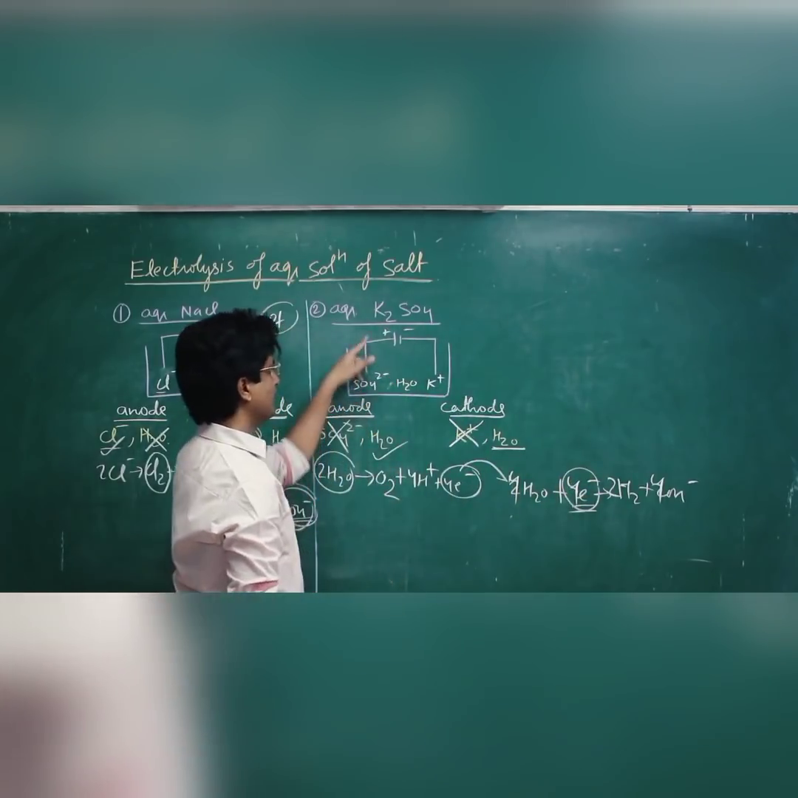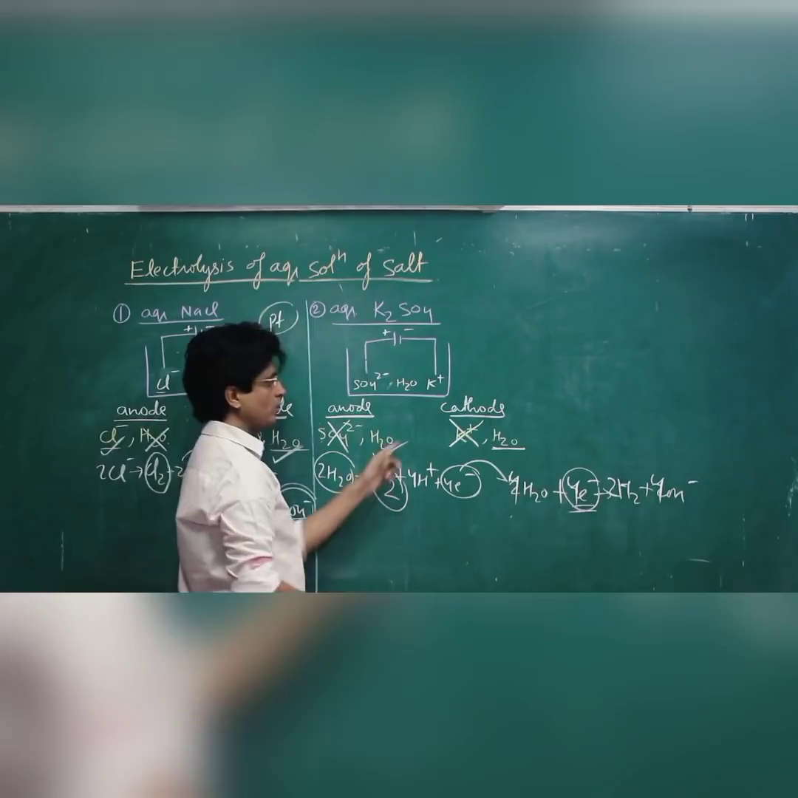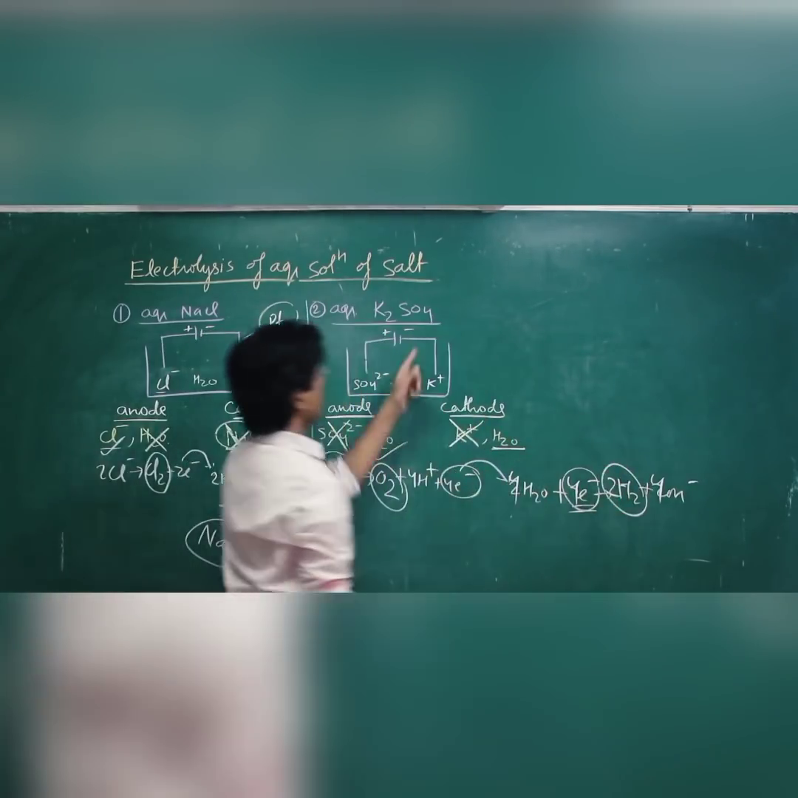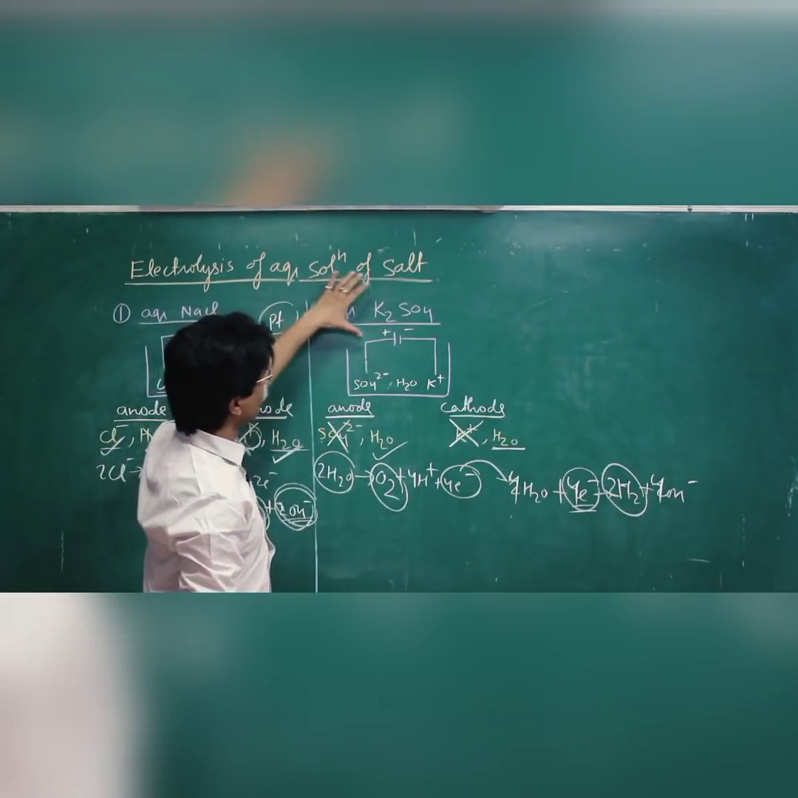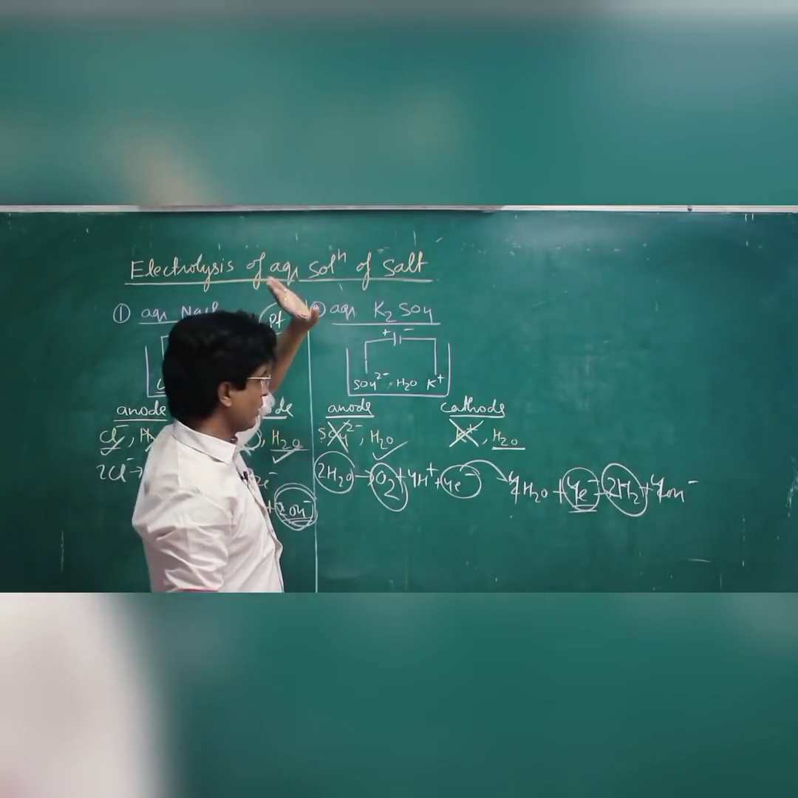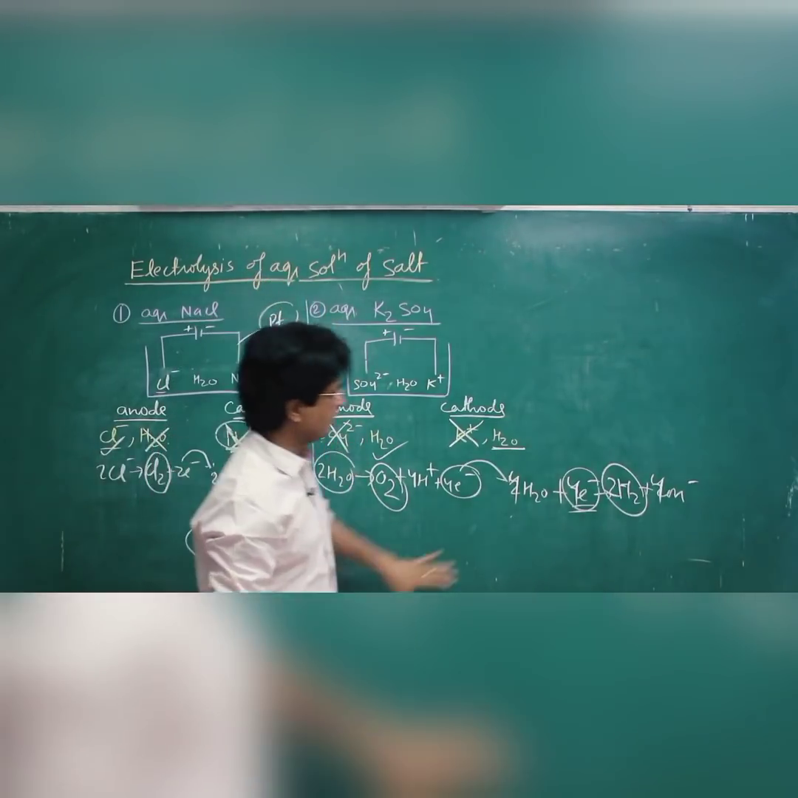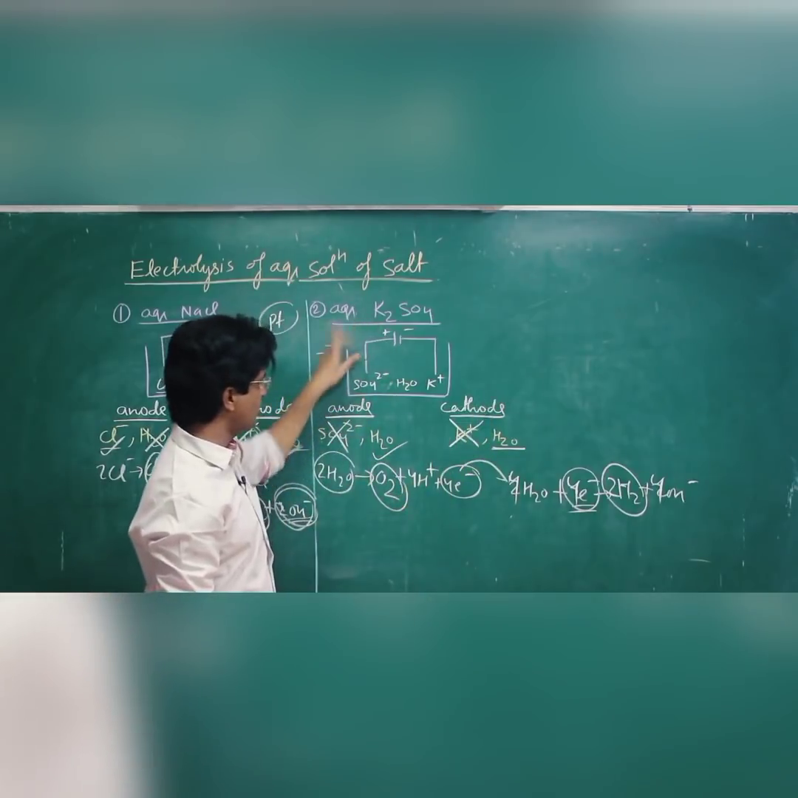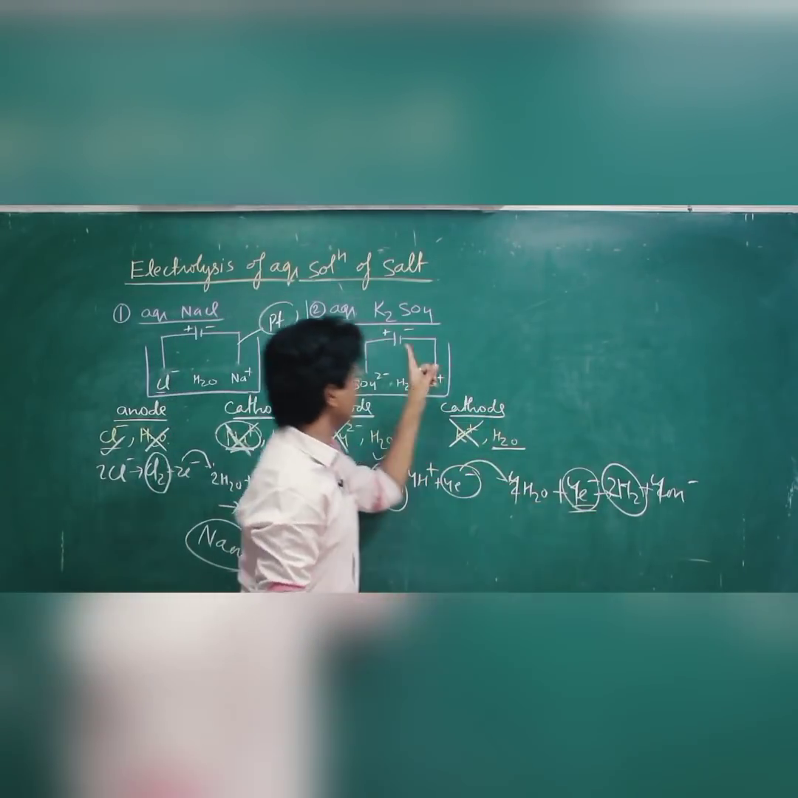So what you will get at anode, I'll get oxygen at anode and I'll get hydrogen at cathode. So when you do electrolysis of K2SO4, water will be oxidized, water will be reduced. I'll get oxygen at anode and hydrogen at cathode.